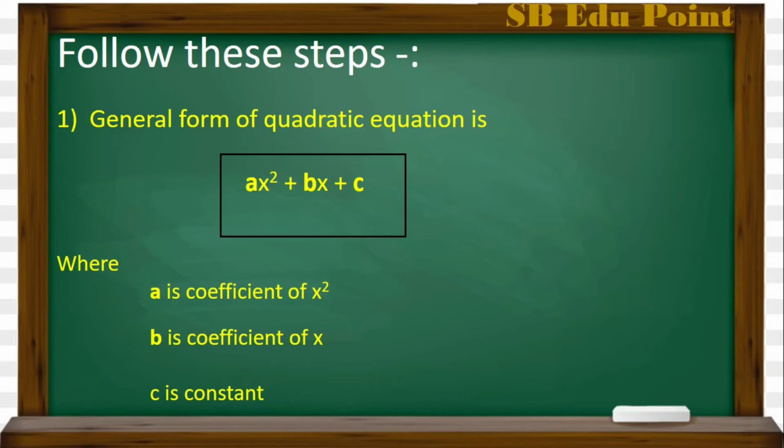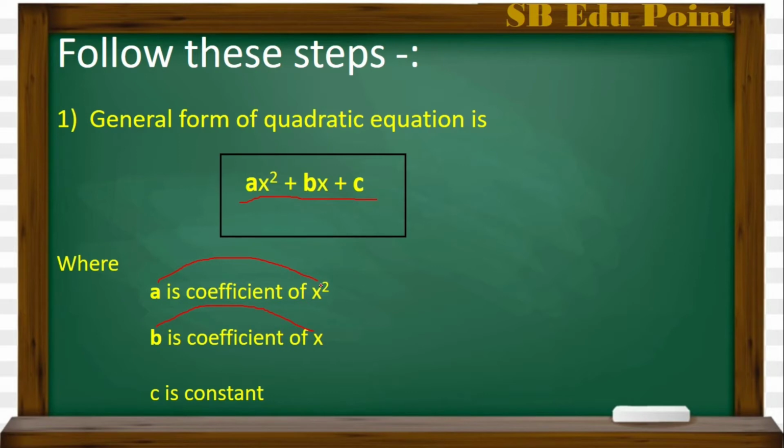So the first step is the general form of a quadratic equation, which is given by ax square plus bx plus c, where, as you all know, x is the variable and a, b, c are integer values. They can be positive or negative. Here a is the coefficient of x square, b is the coefficient of x and c is the constant.